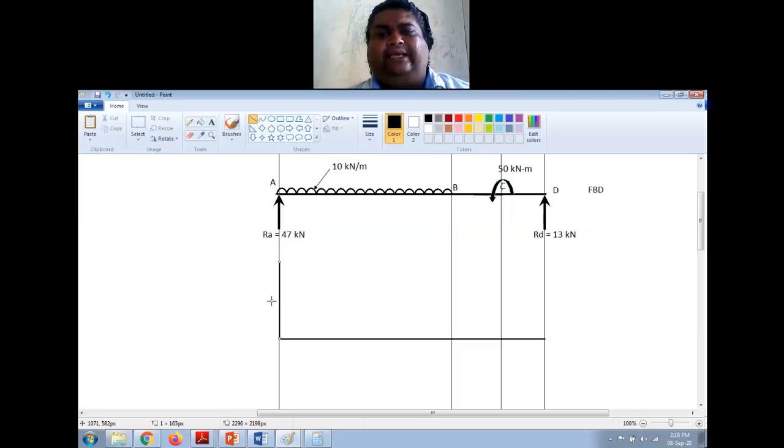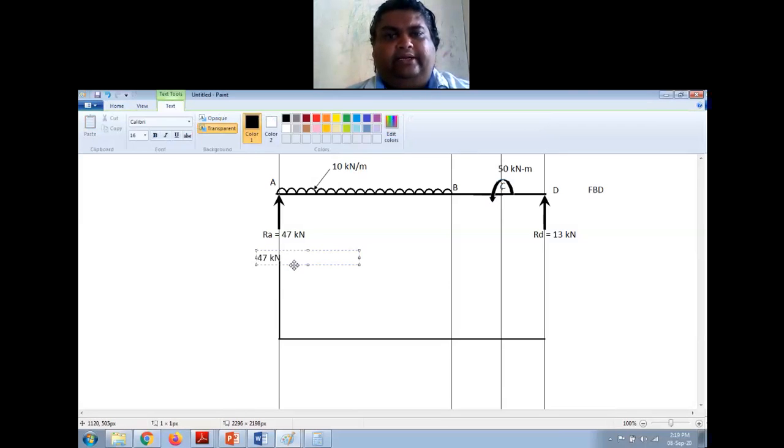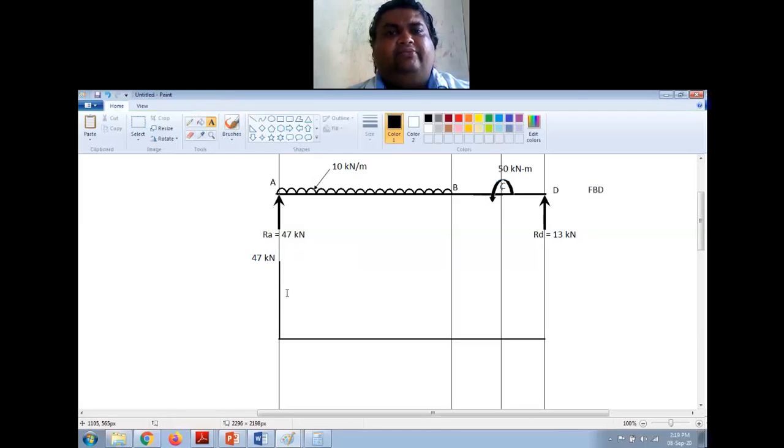You don't have to take a scale like you do for drawing a graph, like 1 centimeter is equal to 10 kilonewton. You don't have to do all those things. Proportionately, approximately, you just draw it. So this value is 47 kilonewton, right? And the convention for BMD and SFD that we always use is positive force or bending moment is on the upward side of the neutral axis, and negative is on the downward side of the neutral axis.